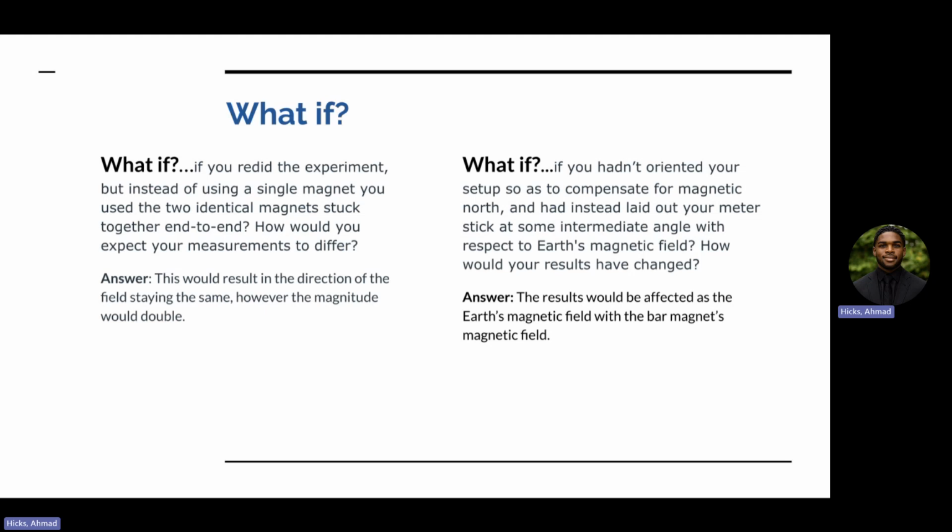Our second what if is: if you hadn't oriented your setup so as to compensate for magnetic north and had instead laid out your meter stick at some intermediate angle with respect to Earth's magnetic field, how would your results have changed? The results would be affected by the Earth's magnetic field along with the bar magnet's. The Earth's magnetic field would basically affect the bar magnet's magnetic field, and therefore decrease its effect on the measured magnetic field.